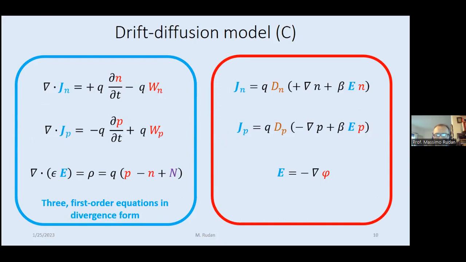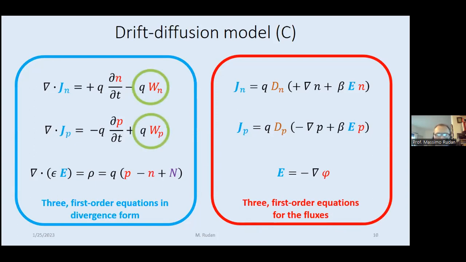On the right, we have three more equations that describe the form of such vectors. The colors indicate in blue the vectors, in red the scalar unknowns, Np and the electric potential phi, and also other quantities like Wn and Wp that depend on the concentrations. So we have a set of six equations to solve. All these equations are of the first order in space because they are only the first derivatives. And if we are in a dynamic situation, they are of the first order also with respect to time.